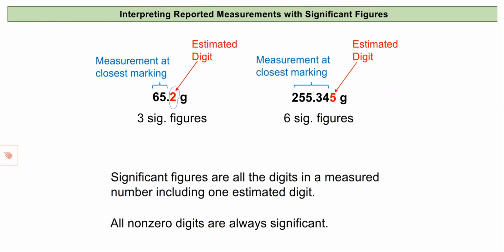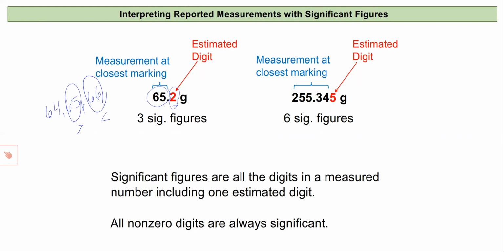So that tells me that this device that was measuring mass had markings that went 64, 65, 66, and it was a little bit bigger than 65 and a little bit smaller than 66. So here's my estimated digit. So that tells me a little bit about how accurate the measuring device might be.